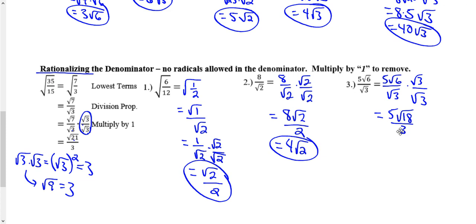Are there any perfect square factors of 18 like we did up here? 3 is not a perfect square. 9. The numbers you wrote are the perfect squares. It comes from 3, so 9, right? So 9 times what? 2. So 5 times the square root of 9 times what? 2. 9 times 2 is 18.